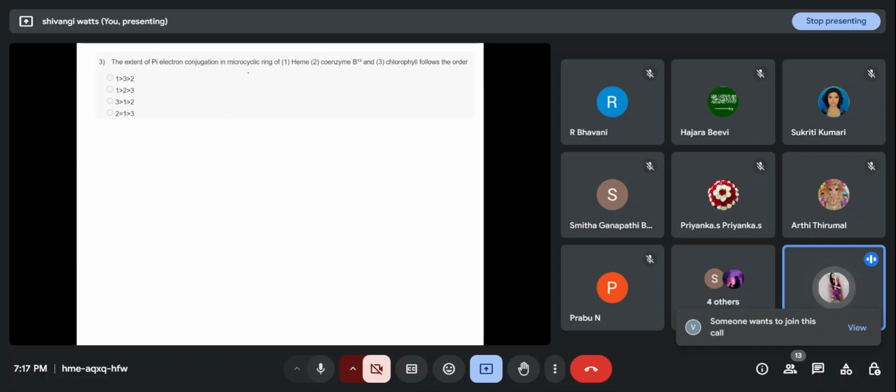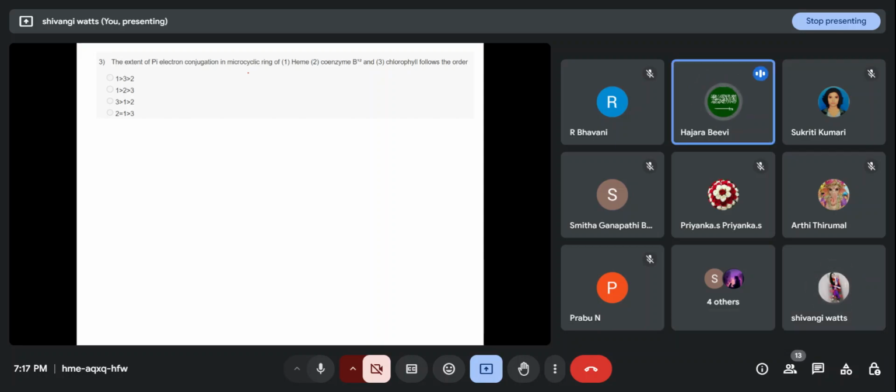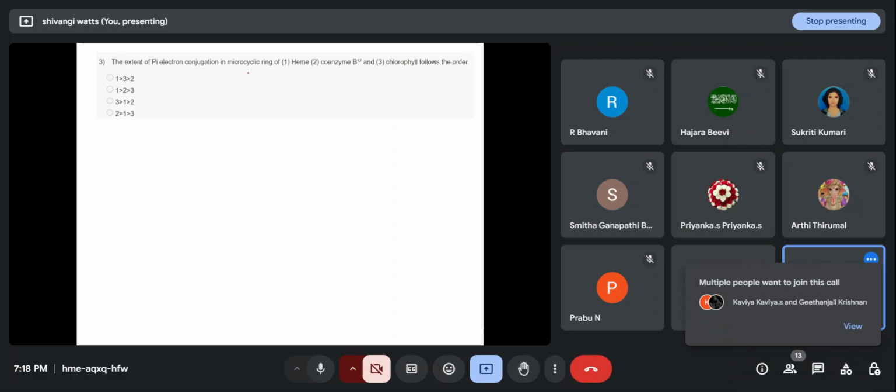The extent of pi electron conjugation in the macrocyclic ring of heme, coenzyme B12 and chlorophyll follows the order. Have you understood the question? Answer A. Okay. So heme has more conjugation, 11. Chlorophyll 10, I think so. Coenzyme the least one. Okay. In coenzyme B12, which system will exist?